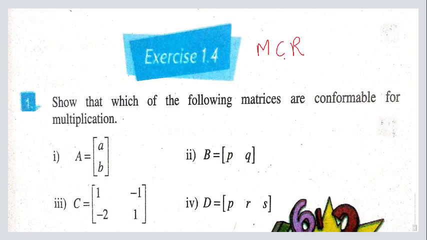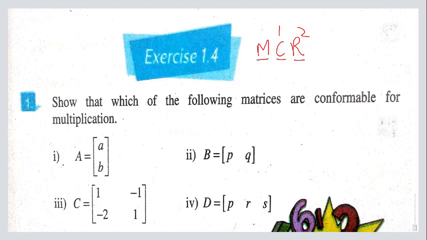MCR. Now you just need to memorize this MCR. M stands for multiplication, C stands for number of columns in the first matrix, R stands for number of rows in the second matrix. Whenever you are asked to find out whether you can multiply matrices or not, you will check the number of columns in the first matrix, and then the number of rows in the second matrix. The number of columns in the first matrix should be equal to the number of rows in the second matrix. Only then can you multiply different matrices.